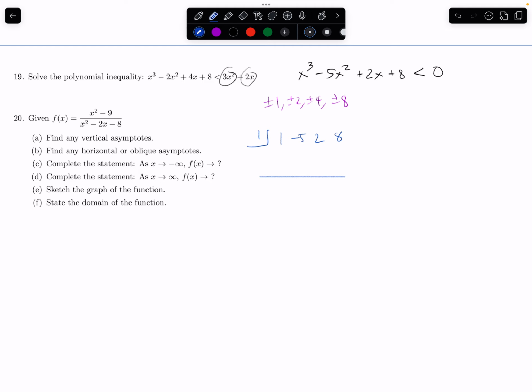So, even though it says solve the polynomial inequality, you might think, oh, that's a very different question from what we've been doing. But no, it's pretty much the same approach as if you're going to graph a polynomial or find the zeros first, right? 1 comes down. 1 times 1 is 1, plus negative 5 is negative 4, times 1 is negative 4, plus 2 is negative 2, times 1 is negative 2, plus 8 is positive 6. So that's a no-go. Let's try negative 1 instead.